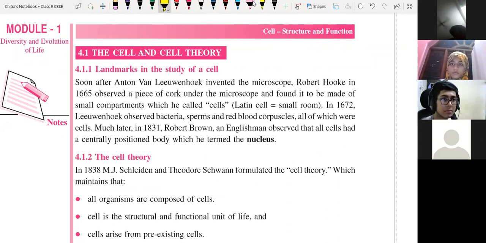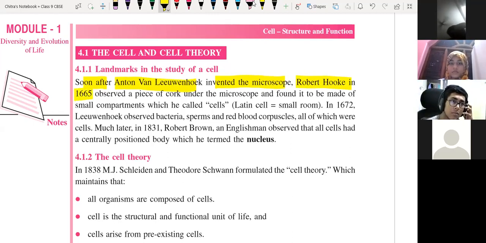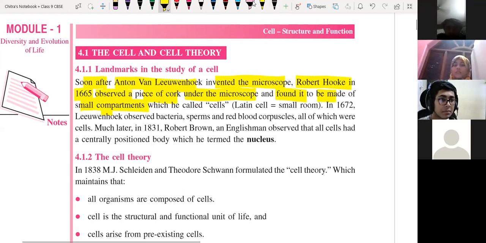Let's start. Soon after Anton Van Leeuwenhoek invented the microscope, Robert Hooke in 1665 was the first who described what the cell is. He observed a piece of cork under his self-designed microscope and found it made of small compartments like those of a honeycomb. You know the honeycomb? Yes, sir. Such compartments he saw in the bark of the tree, and he named them cells because in Latin cell means small rooms.